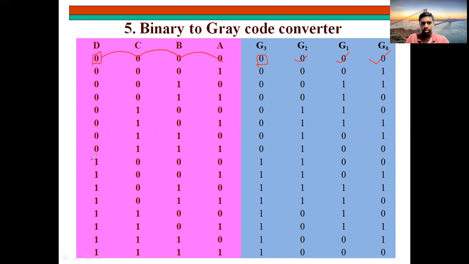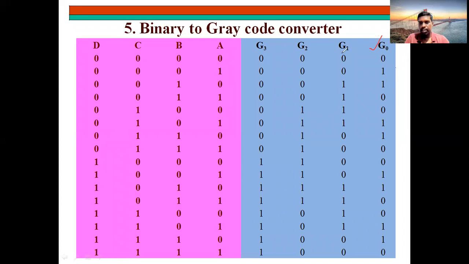Suppose I take this one. The first bit is taken as it is. Next, 1 XOR 0 is 1, so write 1 here. Again 0 XOR 0 is 0, again 0 XOR 0 is 0. If I take this combination, verify here: the first bit is the same as it is. Next, 1 XOR 1 is 0. Next, 1 XOR 0 is 1. 0 XOR 0 is 0. Like that, you need to verify all the combinations and fill up this table.